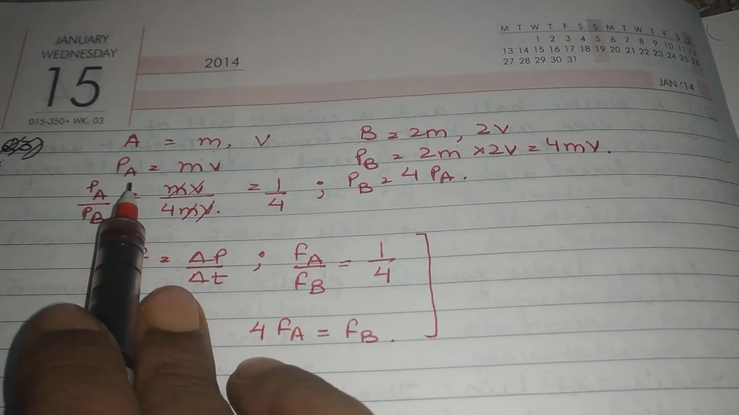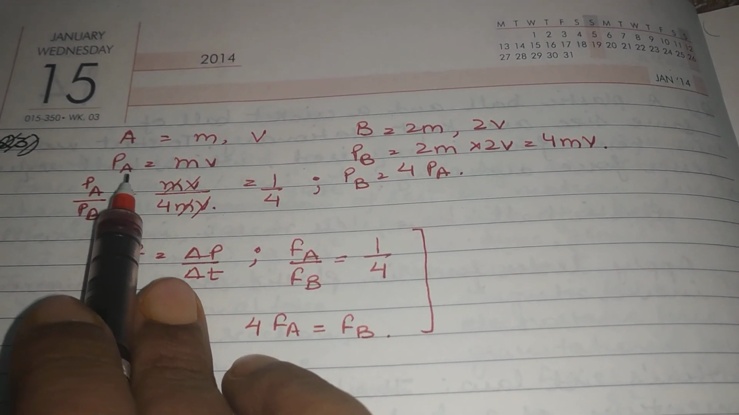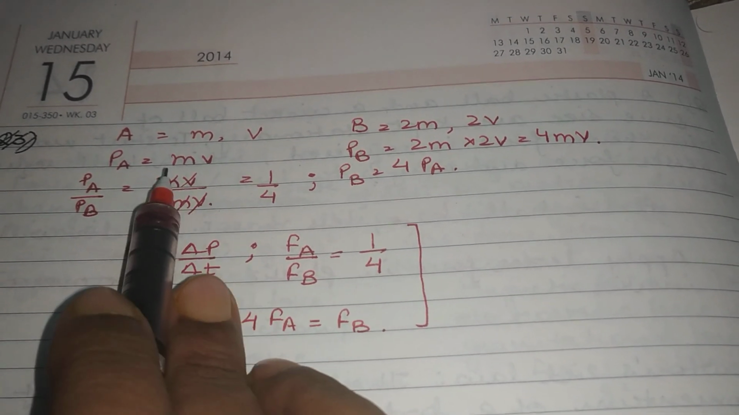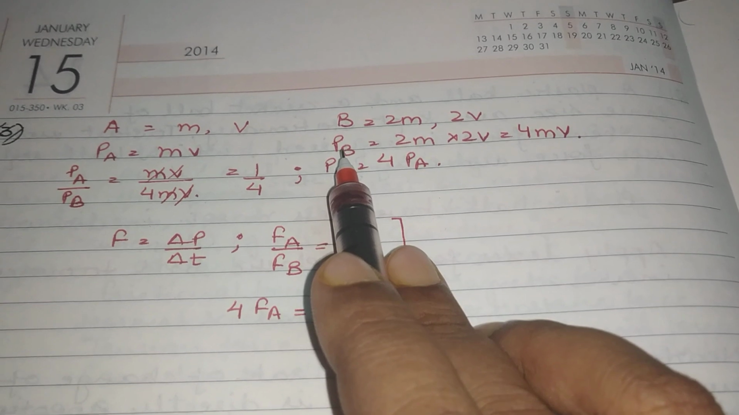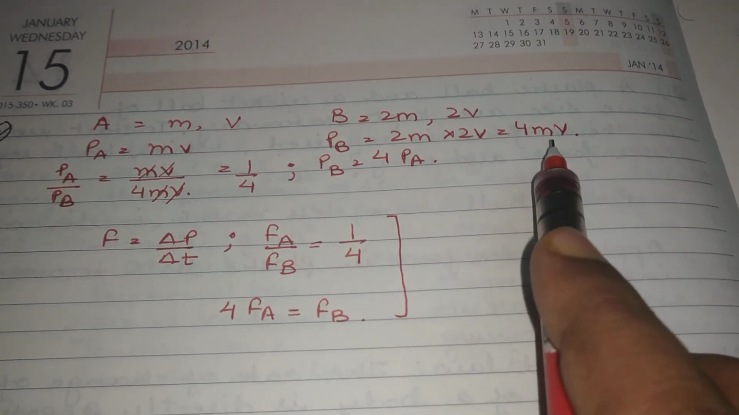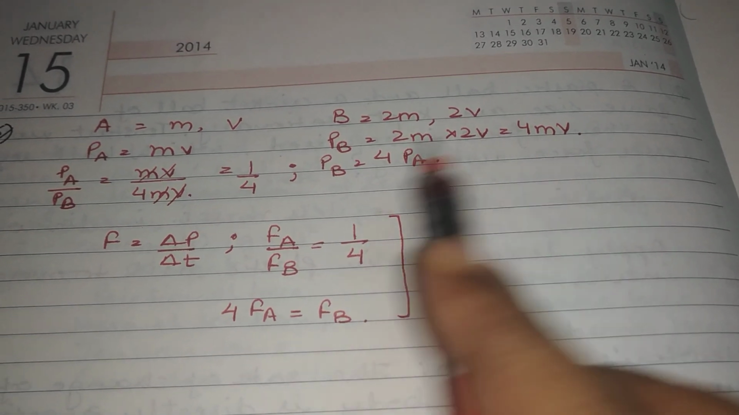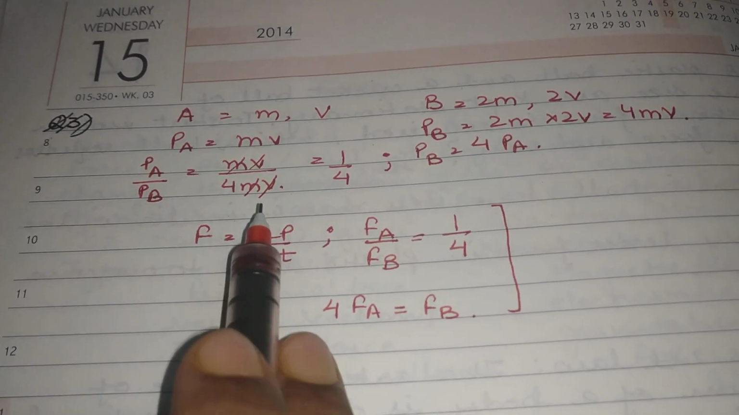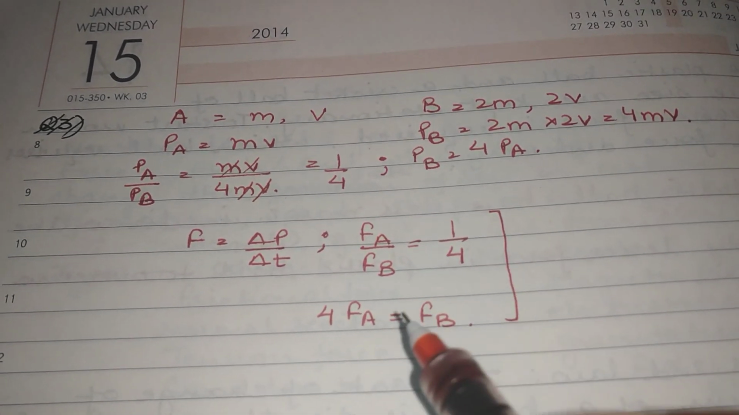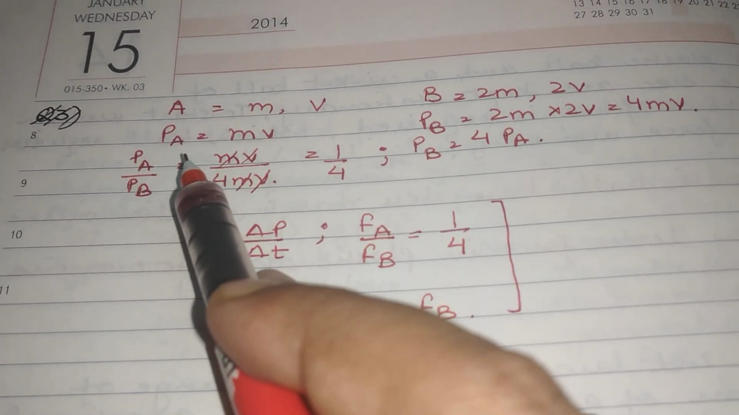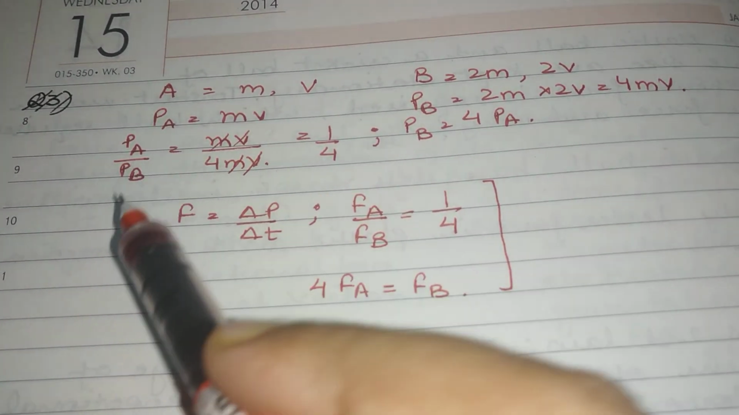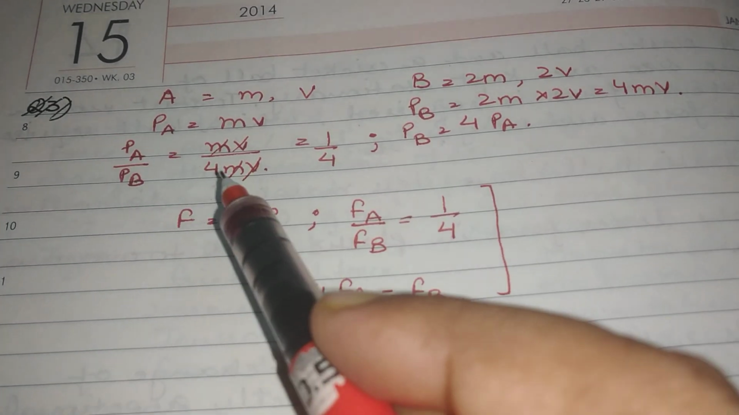So if PA is the momentum of A, then by the momentum formula, mass into velocity, it is mv. Momentum of ball B is 2m into 2v, so it is 4mv, right? Now you take the ratio. Why are you taking the ratio? Just because we have to compare. So whenever we do comparison, we take the ratio. So either I have written here PA upon PB, or you can write PB upon PA. That can also be done.